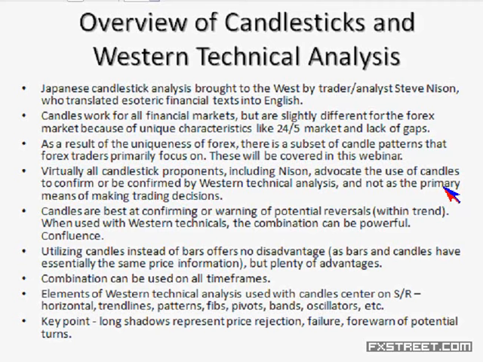Elements of Western technical analysis that are used with candlesticks center, as I mentioned, on support and resistance, including horizontal support and resistance, trend lines, which are also basically support and resistance, chart patterns, which are also basically support and resistance, fibs, pivots, and also bands. When I talk about bands, I mean volatility bands like the Bollinger Bands. They're not necessarily always used as support and resistance, but they can be, as well as oscillators.